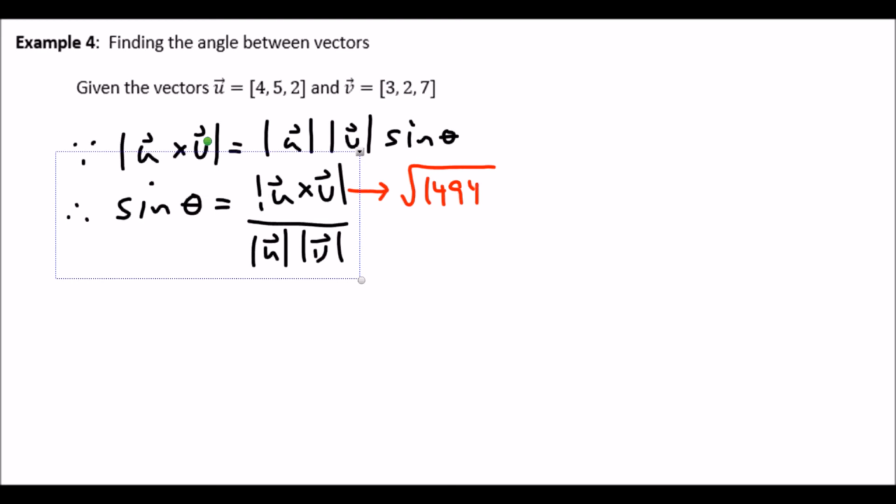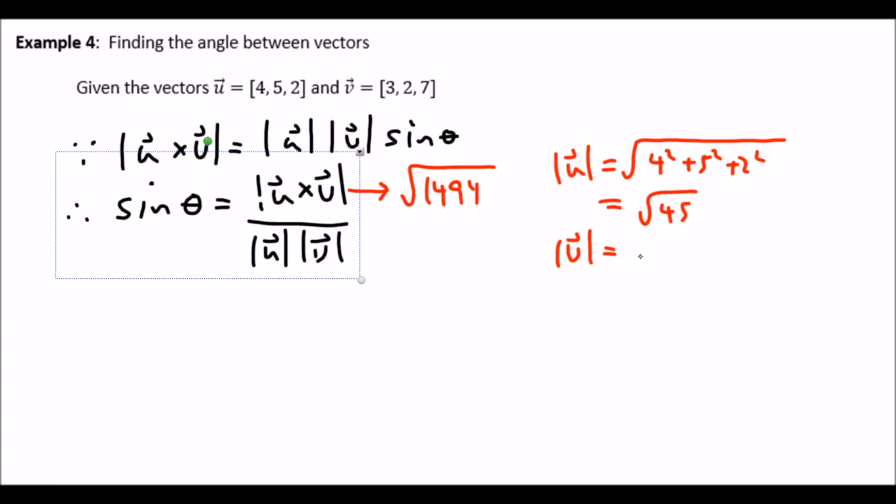I will do the magnitude of u over here. The magnitude of u will be 4 squared plus 5 squared plus 2 squared, which is equal to 16 plus 25 plus 4, which is the square root of 45. I'll also do the magnitude of v. The magnitude of v will be 3 squared plus 2 squared plus 7 squared. So if I do this, I get the square root of 62. So I've already got all those, so I can just plug them in my formula.